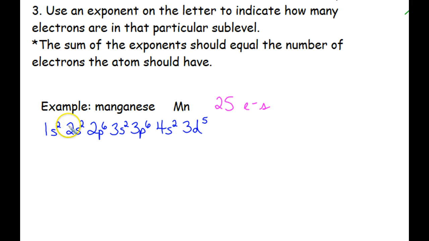So like I said, you can double check yourself by adding together your exponents, and that should equal 25. 2 plus 2 is 4, plus 6 is 10, plus 2 is 12, plus 6 is 18, plus 2 is 20, plus 5 is 25. And that is in the correct order that we determined earlier. So there's your electron configuration. Not too bad. Now, the orbital diagram is an even more visual representation of this.